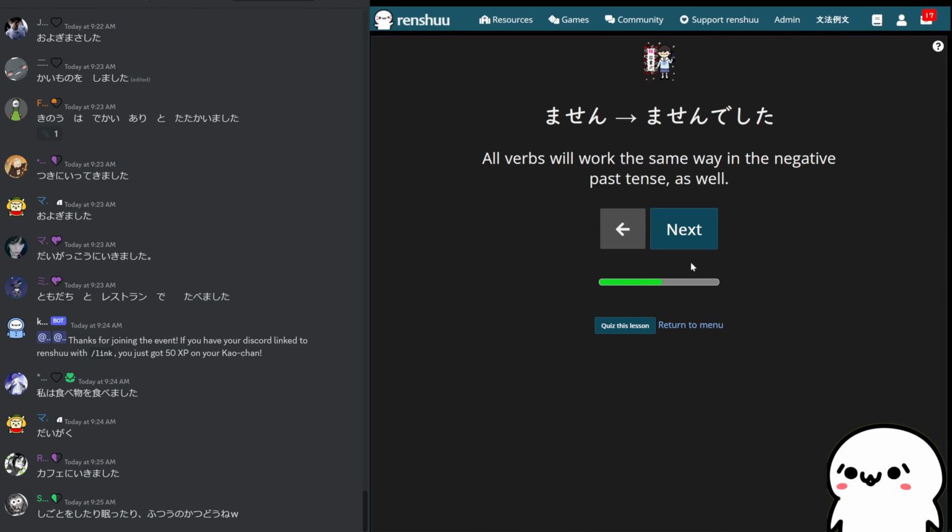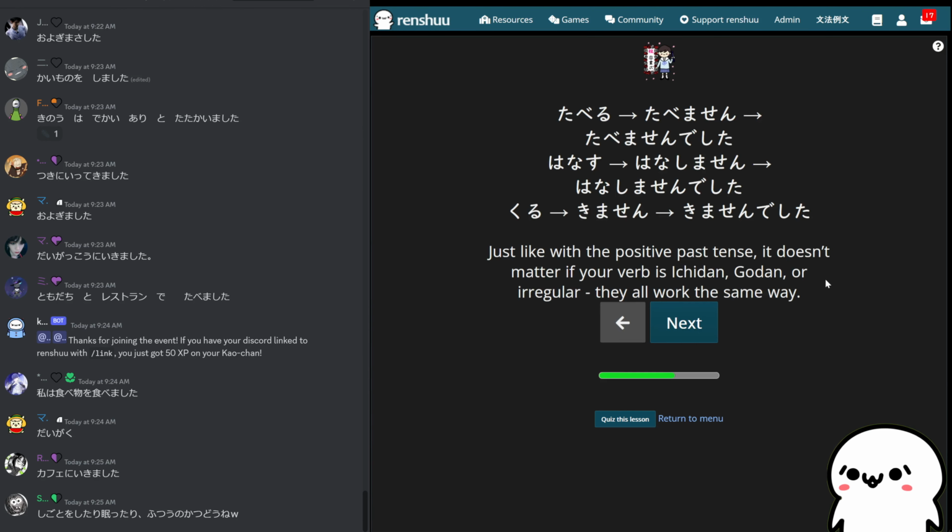Now, let's switch over to the negative form. And hey, negative form is just as easy as the positive form. We had the masen, tabemasen, nomimasen prior to that. And to use the past tense form, past tense negative, we just add deshita. As in, yes, that's the same deshita we learned last week when we were talking about nouns. So instead of tabemasen, it would be tabemasen deshita. And I believe Renshu is going to tell us that, yes. So it gets a bit longer, but we got tabemasen deshita.